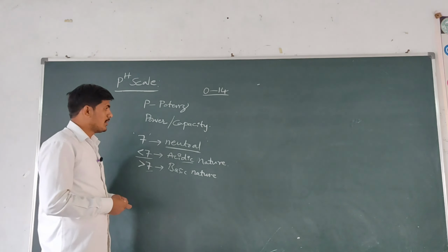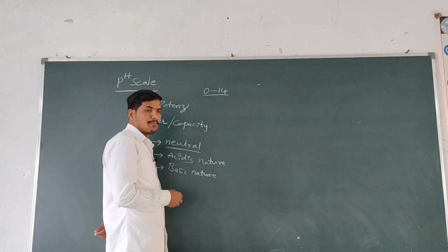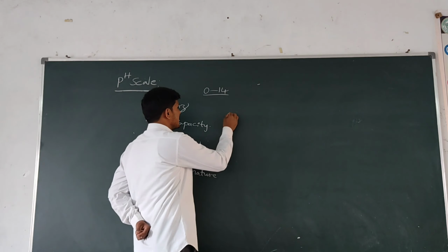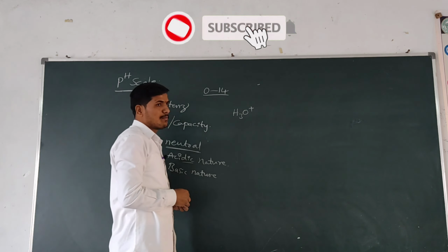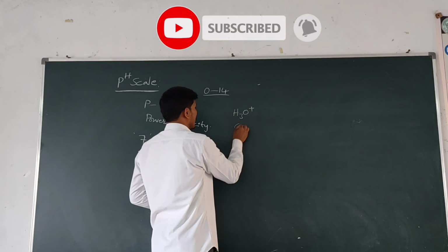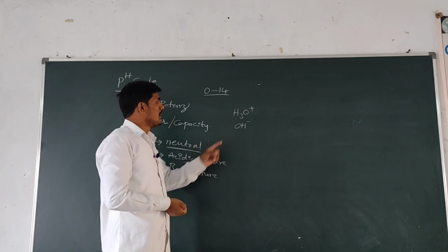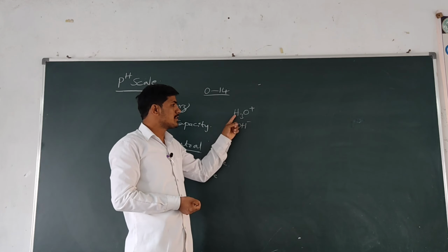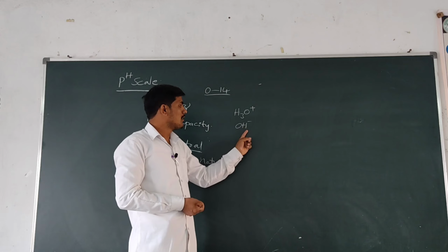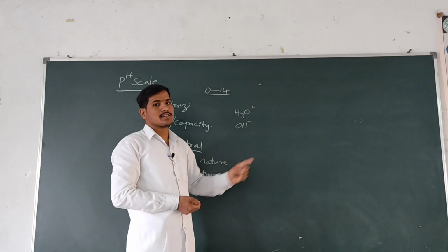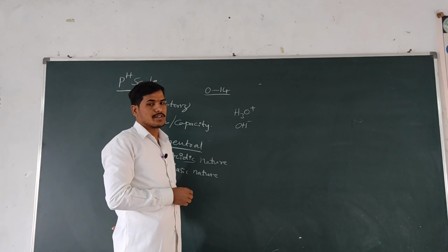When the pH value increases from 7 to 14, it indicates a decrease of hydronium ions or an increase of hydroxide ions in the solution. That means when hydronium ions decrease, the pH value increases, and when hydroxide ions increase, the pH value also increases on the pH scale.